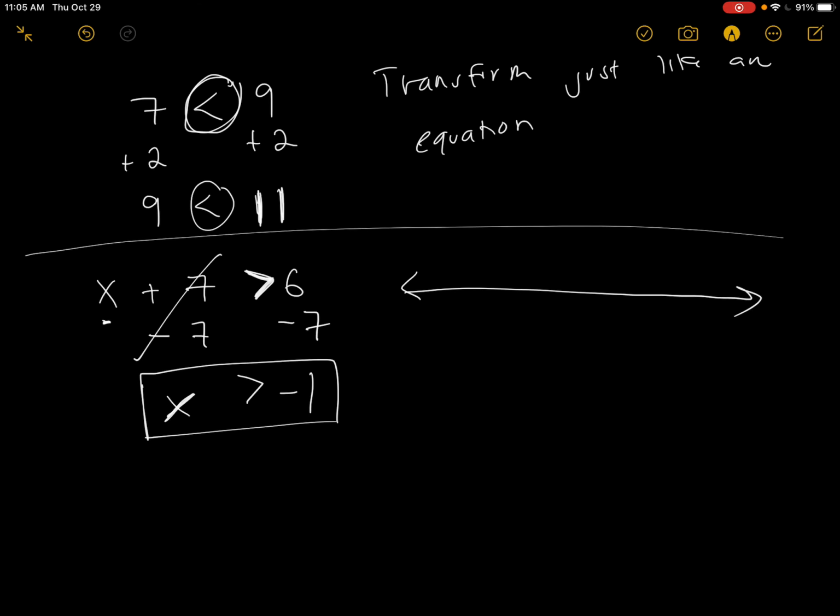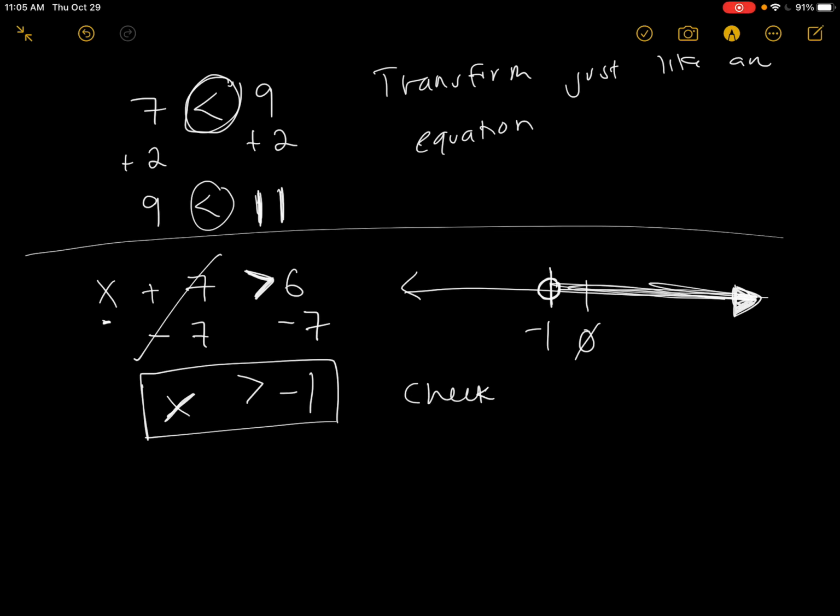If we wanted to graph this, sometimes you'll have problems that say solve it and then graph it. I've got my -1, open circle, because it can't be -1, it's only greater than. And then I shade to the right.